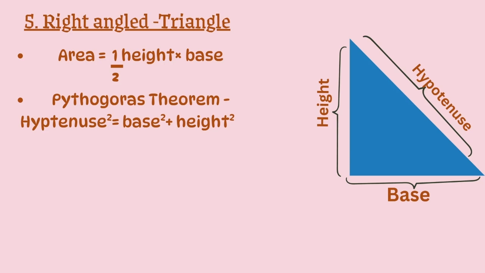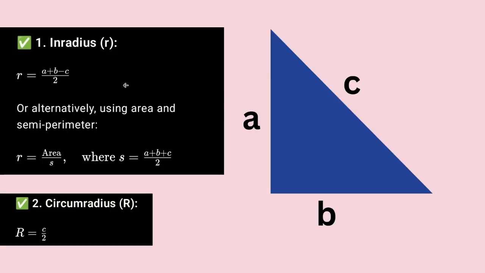Then we have right angle triangle. So here it makes a 90-degree angle. So here comes the Pythagoras theorem rule. That is hypotenuse square is equal to height square plus base square, and the area is given by half into height into base.